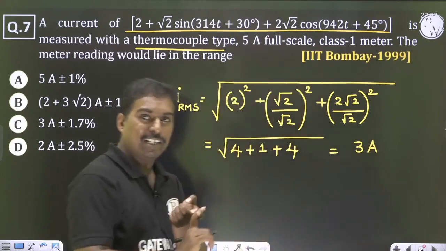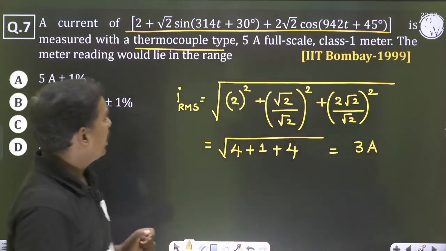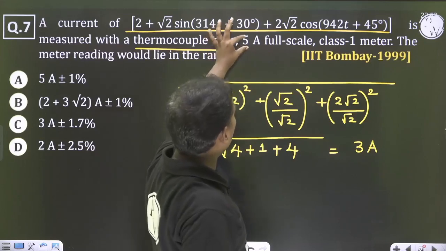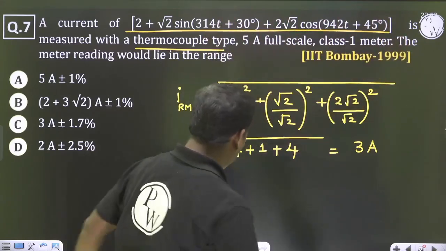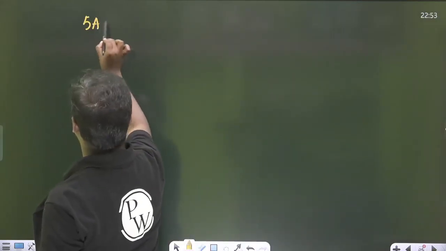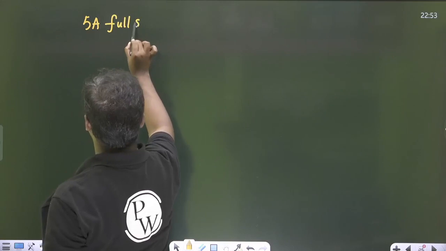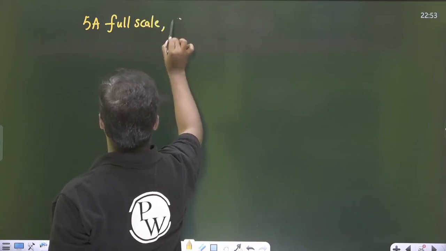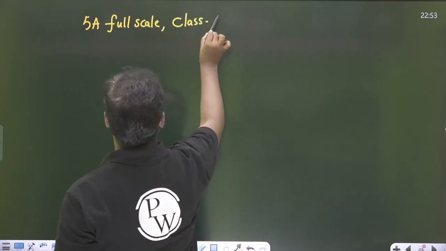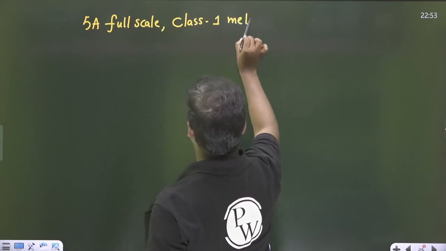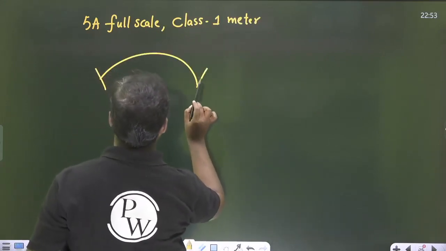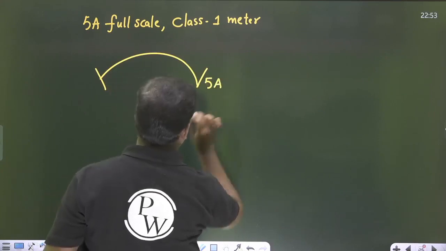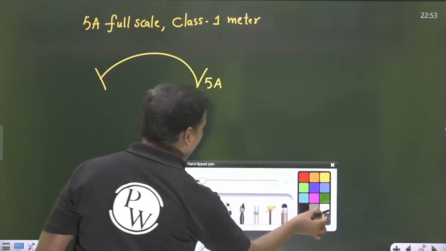But actually there is a twist in the question. He has very clearly mentioned a 5 amperes full scale, class 1 meter. What is this? 5 amperes full scale, class 1 meter. What is the meaning? The meaning is that the full scale value of the meter is 5 ampere. This is clear, sir.